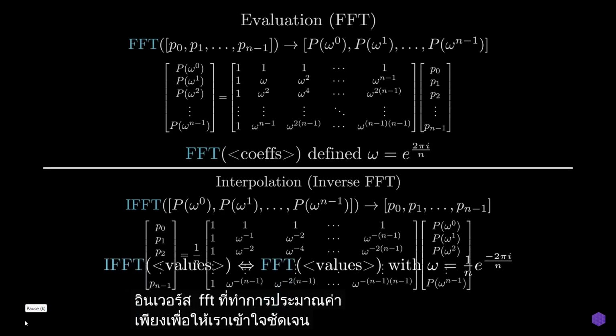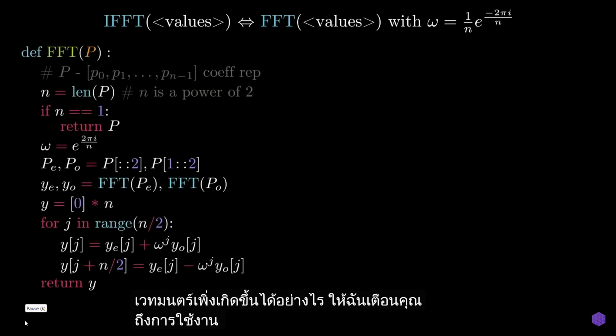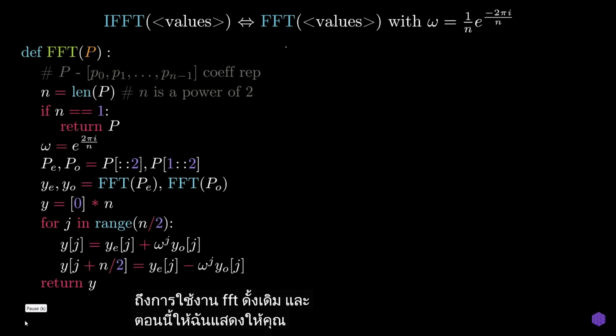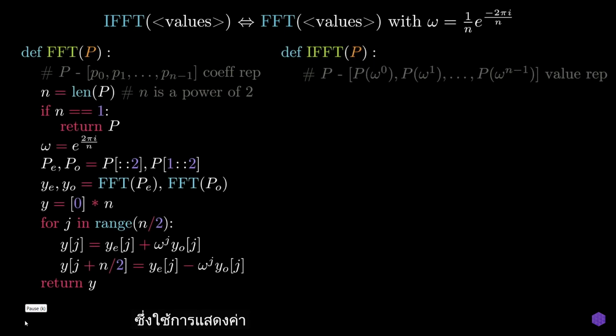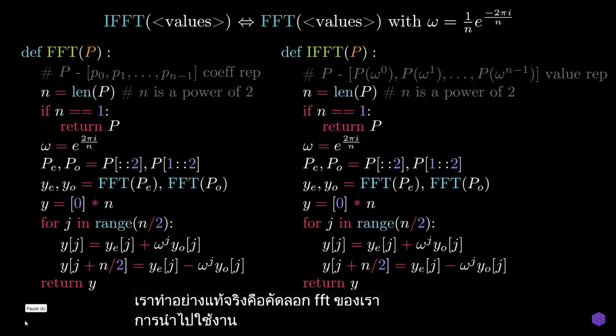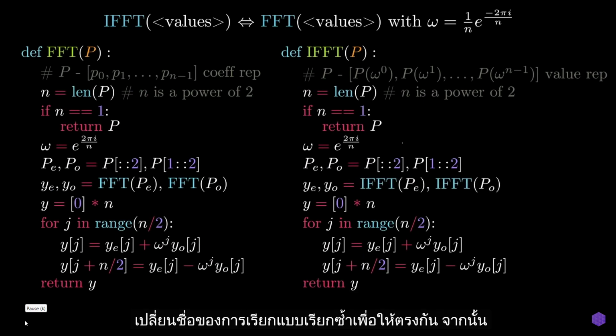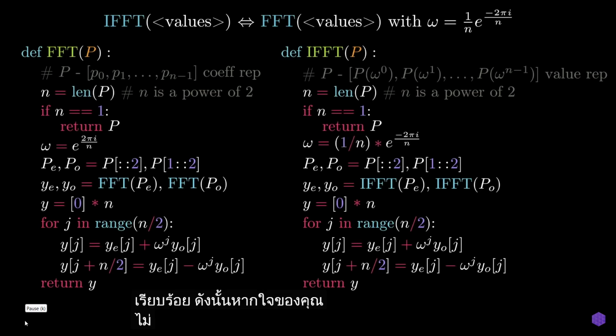Just so we are super clear on what sorcery just happened, let me remind you of the original FFT implementation. And now let me show you the inverse FFT implementation, which takes the value representation as an input. What we literally do is copy our FFT implementation, change the name of the recursive calls to match, and then literally change one line of code. One line! And that's all there is to it. So, if your mind isn't blown, you haven't been paying attention.